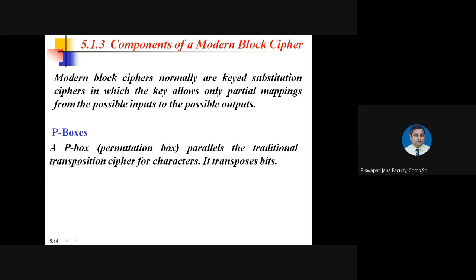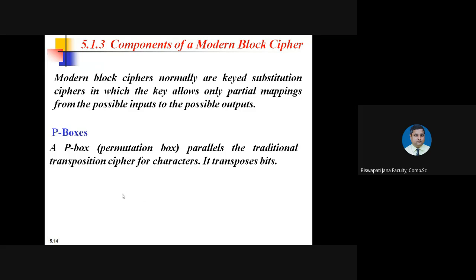First one is called the P box, that is called the permutation box. What is this P box? A P box is parallel to the traditional transposition cipher for characters, and it transposes the bits. So it is the parallel of the traditional transposition cipher, which simply means you can change their places. So the P box also changes their places. So you can use the P box, which is nothing else but the permutation box.